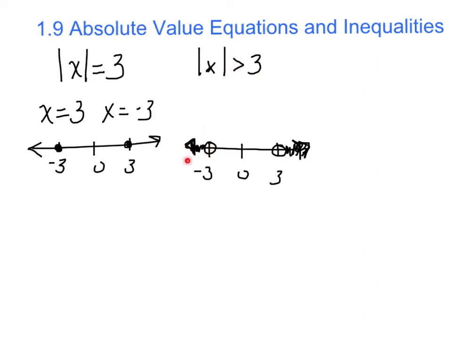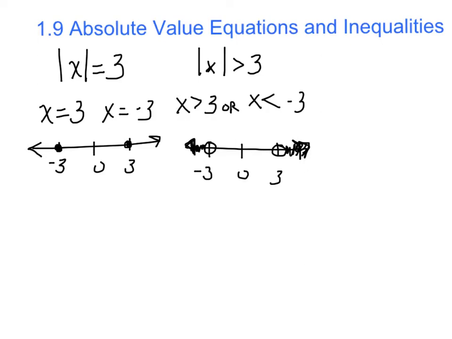Now, what do these regions mean? If you wrote an inequality for just this one, we would write x is greater than 3. This one right here would be x is less than negative 3. You just wrote your inequality, and we'll get to this in a second. This is actually going to be an OR problem because you're shading outward. You cannot have overlapping regions that go opposite directions.